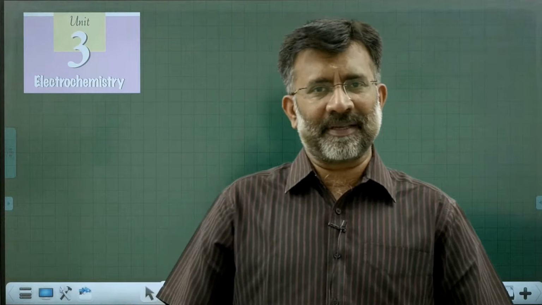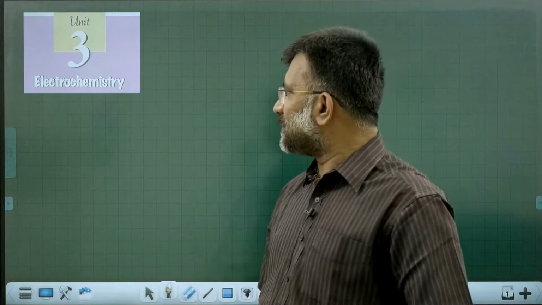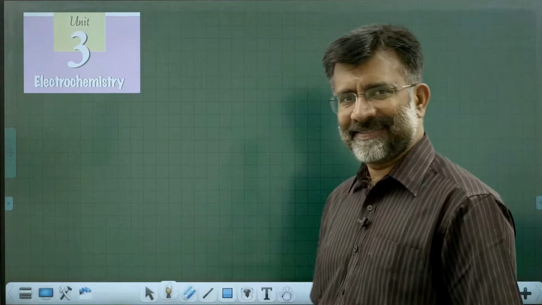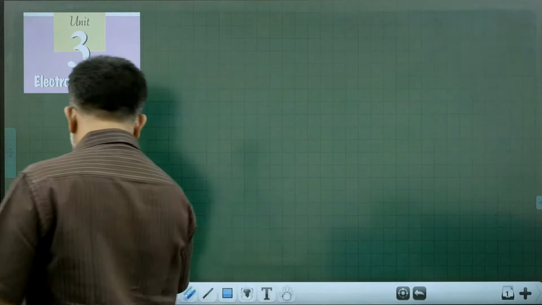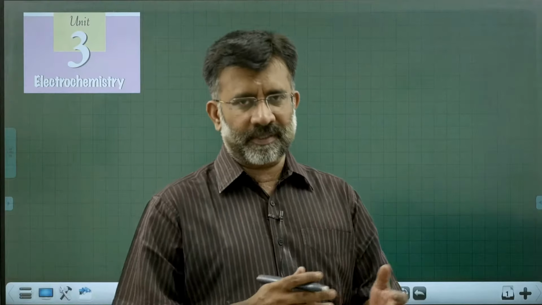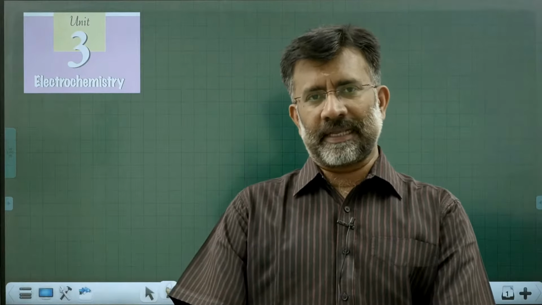In this class, we are going to review the chapter Electrochemistry, one of the most important chapters from the 12th standard, chapter 3. Okay, can we start? Ready? Yes. The basic content of the chapter Electrochemistry comes as a continuation of redox reactions that we learned in the 11th standard. All of you know, right?